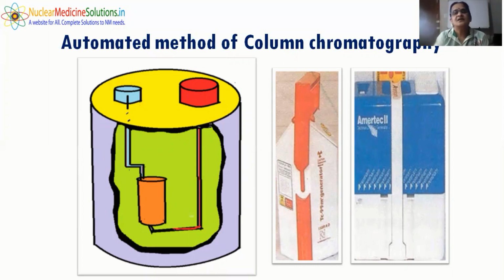And this kind of generator is very much near to ideal. You can call it an ideal generator. Okay, and there is another generator, the blue one here.